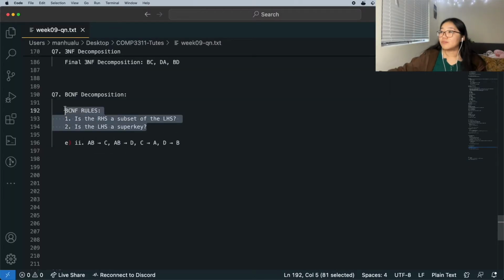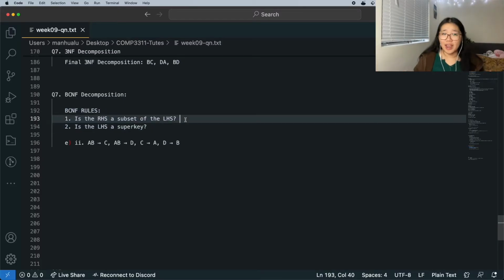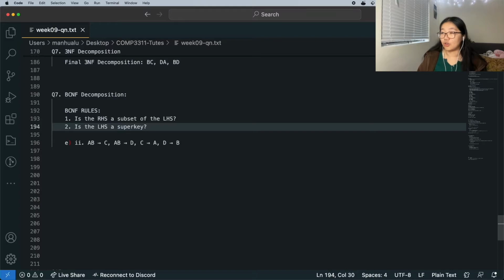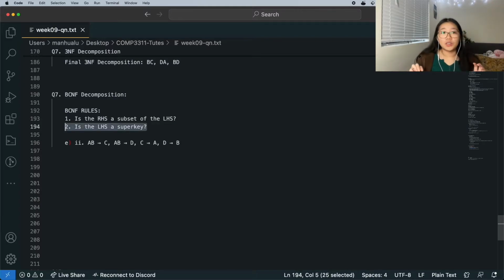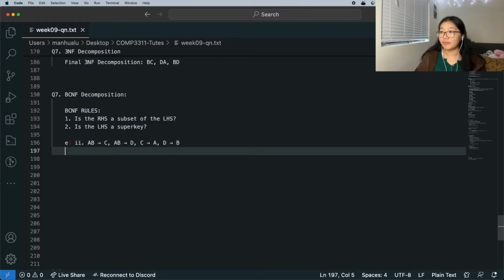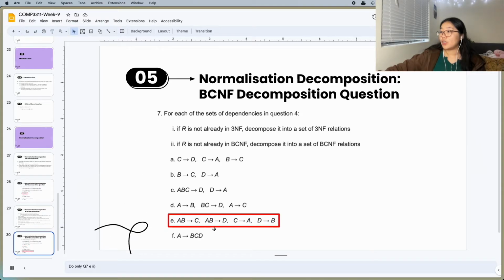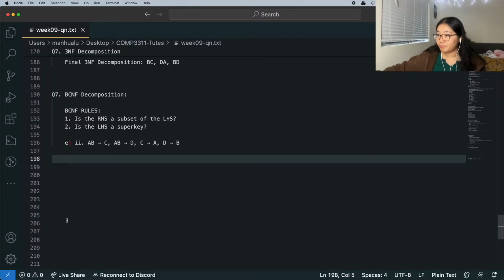Just a revision: for your BCNF decomposition, you will need to keep in mind the BCNF rules. So what makes a functional dependency BCNF? The first one here is rare. You won't see it as often, as I said in the tutorial, but this other one here you will be using a lot, so we'll be referring to that. We're looking at this question here. Once again, we're going to question 7, but question E.